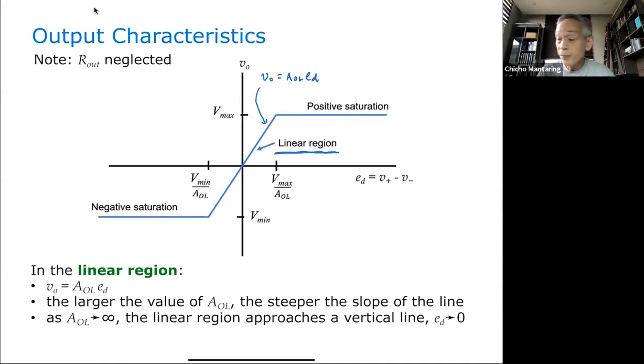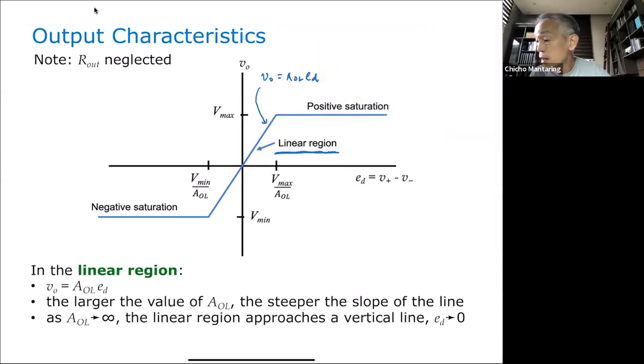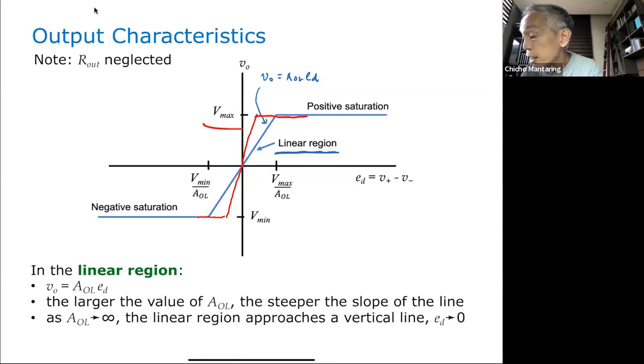Note that the larger the value of AOL, the steeper this curve is going to be. In other words, if I increase AOL, what will happen to the curve? The curve is going to be like this. Let's say I increase AOL. So this is a larger AOL.